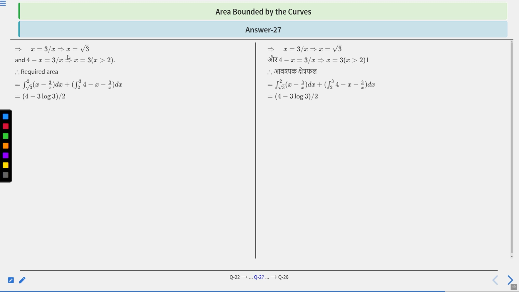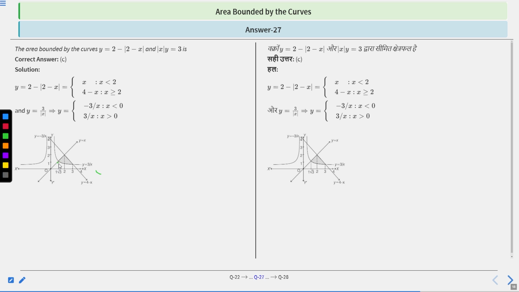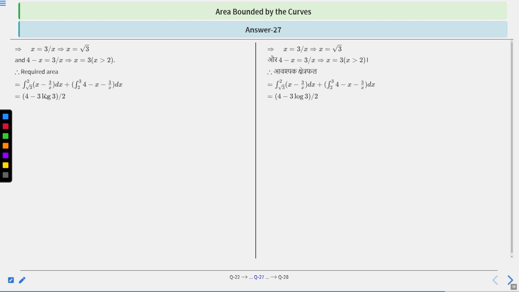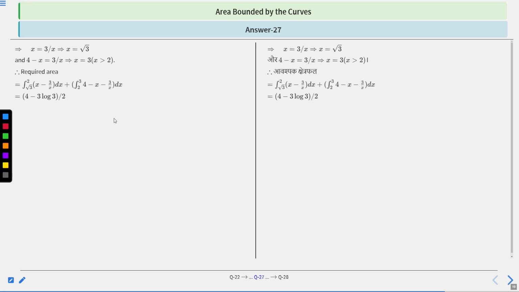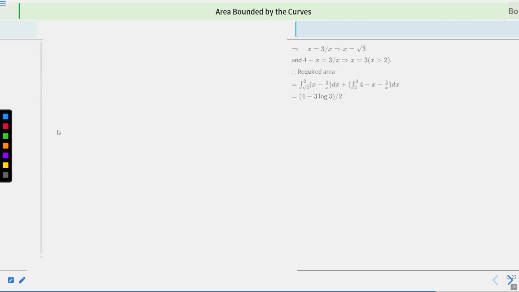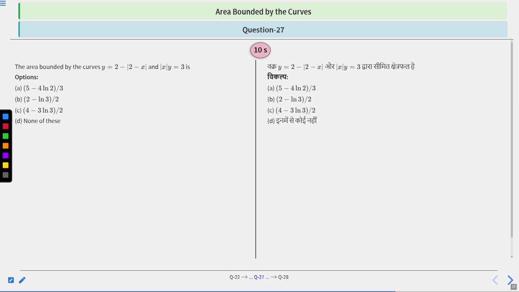Therefore, x is equal to 3 by x. This implies x is equal to root 3. And if we equate 4 minus x is equal to 3 by x, we get x equal to 3. Therefore, the required area will be the integration from root 3 to 2 of x minus 3 by x dx plus the integration from 2 to 3 of 4 minus x minus 3 by x dx, which after integration you will get 4 minus 3 log 3 upon 2 as the right answer. So I think option C is the right choice. Got it?